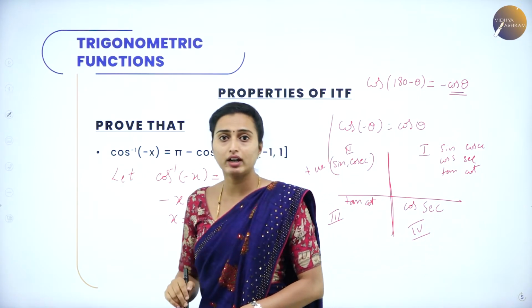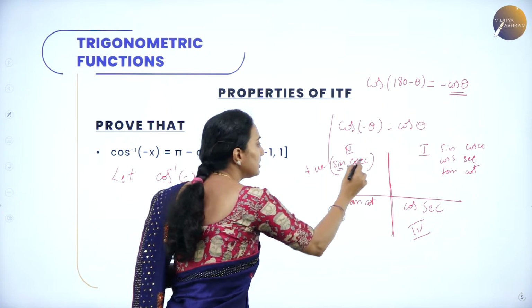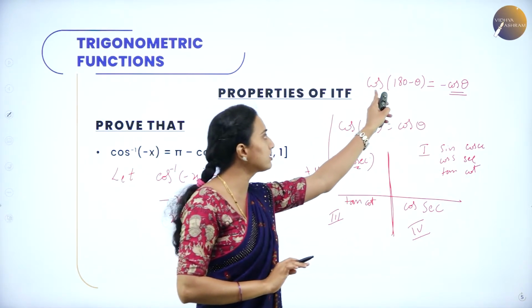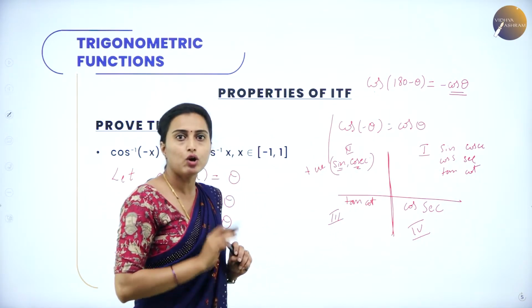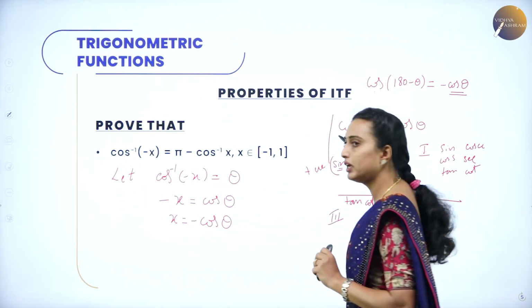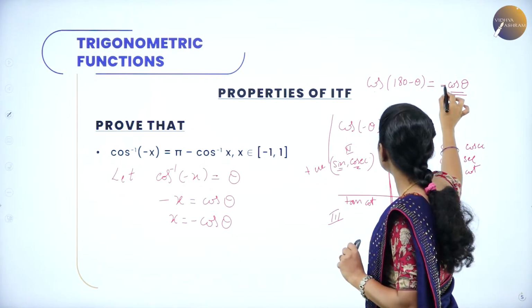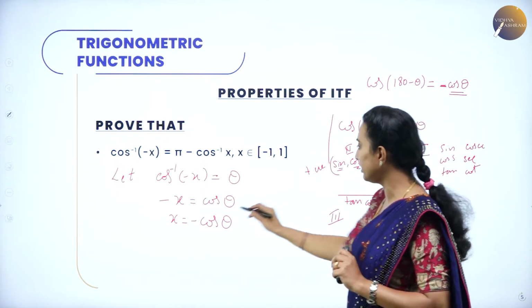In the second quadrant. In the second quadrant, what are all positive? Only sine and cosecant are positive. What about the cos? Cos is negative, isn't it? Cos is negative in the second quadrant in the multiples of 180. 180 minus theta falls in the second quadrant. Are you getting? So minus cos theta you are going to have. Therefore, I can write it as here.